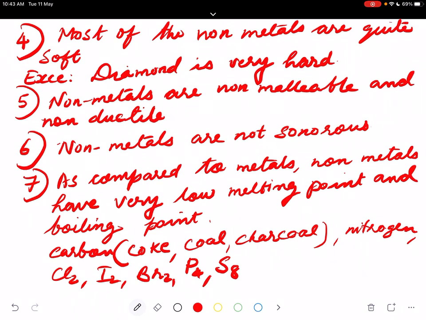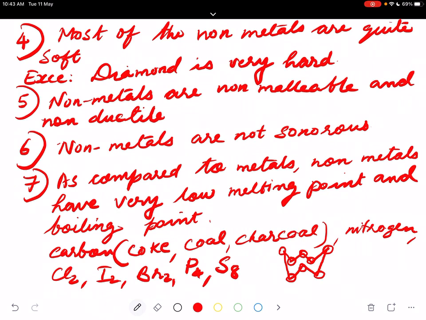These 2, 4, 8, those things we'll be learning afterwards. These are called the atomicity. In one molecule of sulfur, 8 atoms are joined together. 1, 2, 3, 4, 5, 6, 7, 8. 8 sulfur atoms together make one molecule of sulfur.